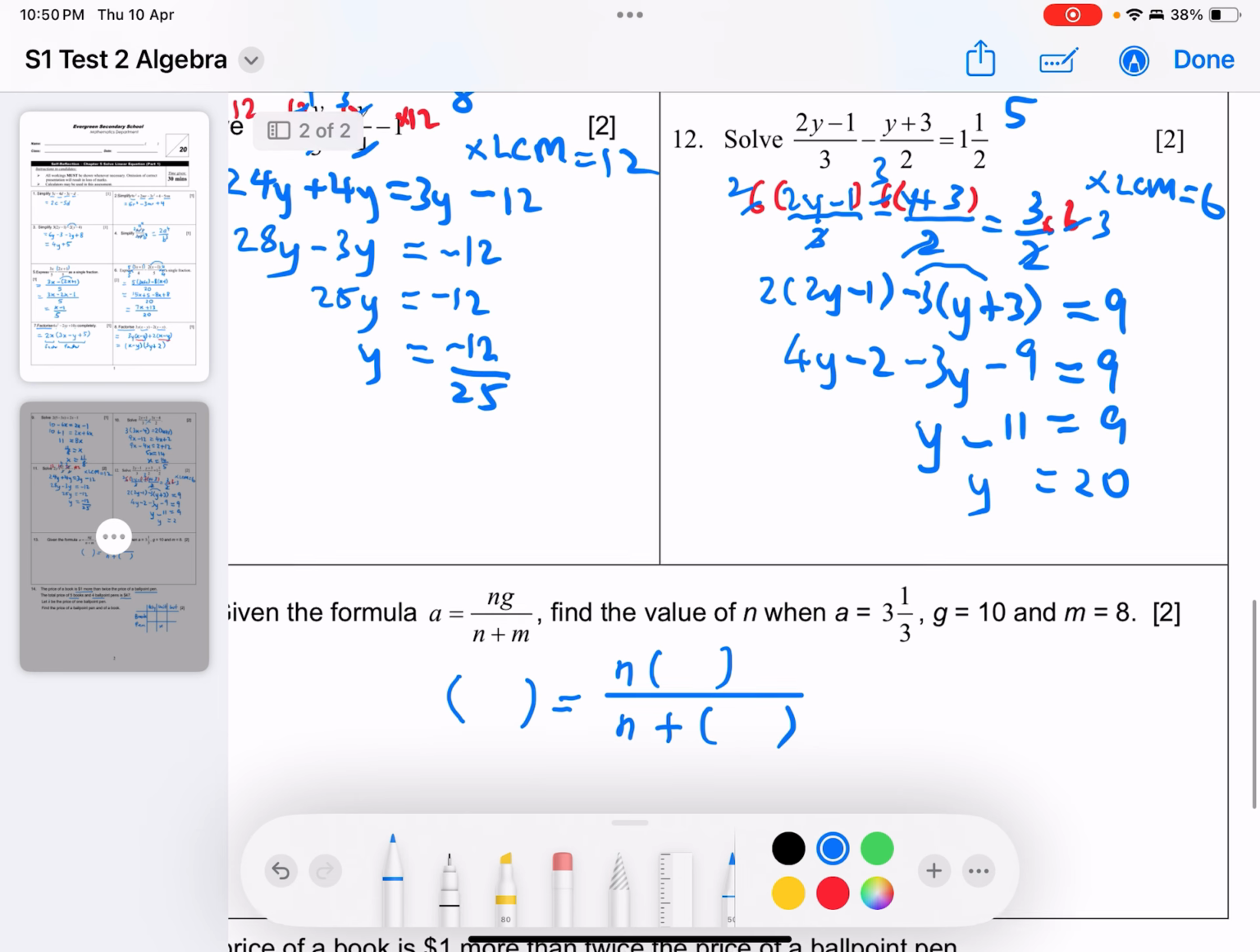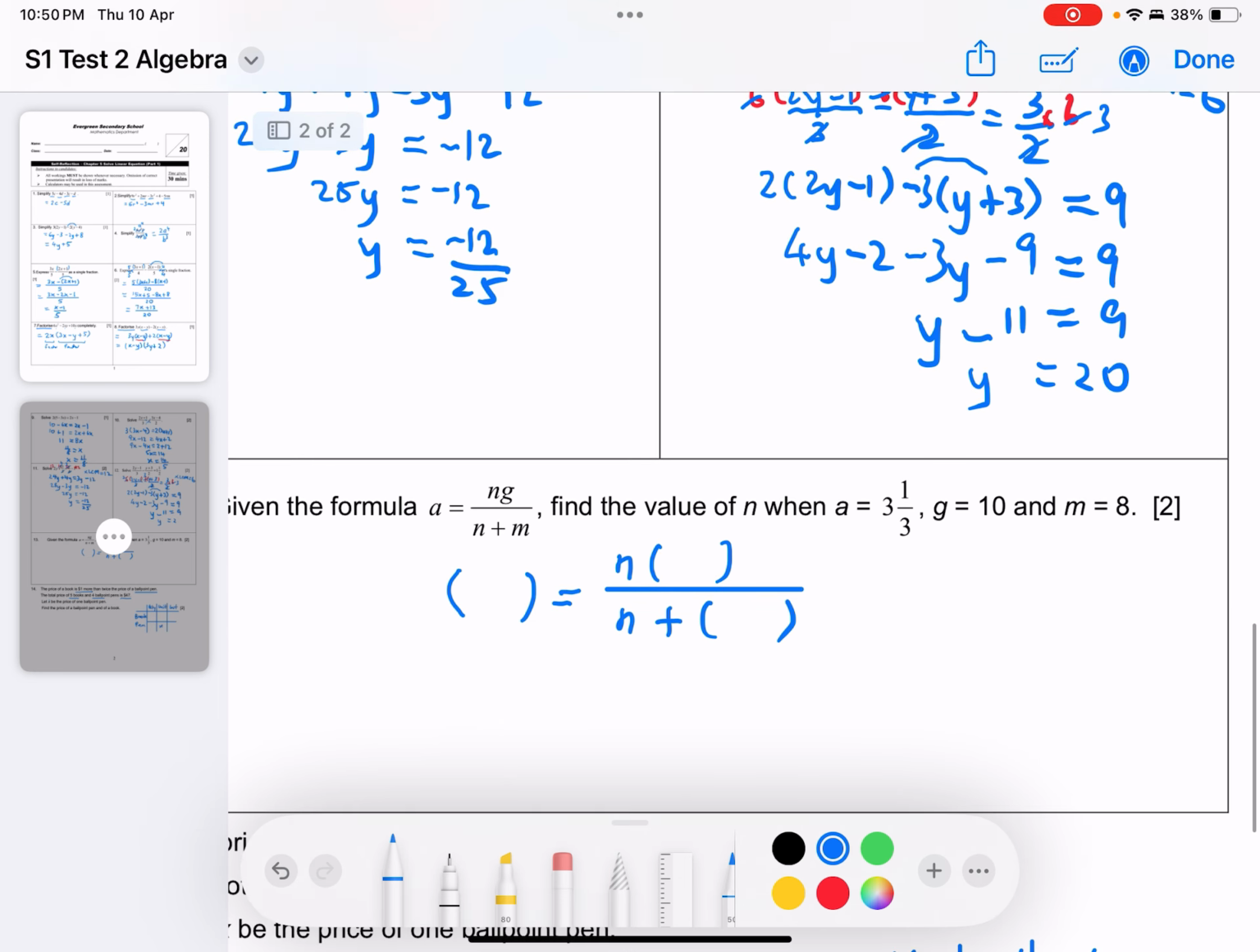Now the next sum is on substitution. So now when we substitute, we should convert it to an improper. Remember, we don't work with mixed number. So improper, this is 10 over 3. So A is 10 over 3. So when we substitute, we have to rewrite all those unknown terms that we want to substitute. We use a bracket.